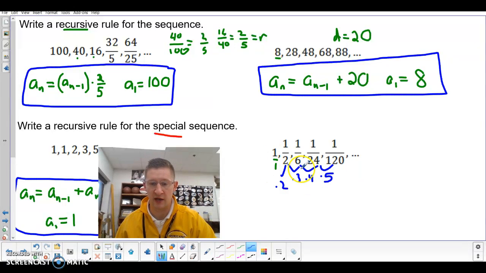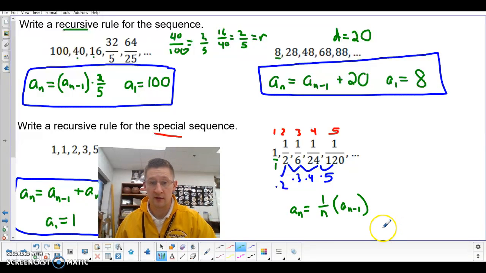So I'm multiplying by, now, think about this. This is the first term, this is the second term, this is the third term, this is the fourth term, this is the fifth term. Hey, look at that. To get the nth term, I'm multiplying by n, the number of the term. Okay. So what I'm going to do here is, as I write this rule, to come up with the nth term, I'm going to take 1 over the number of the term times whatever came right before it, which in this case is going to be a sub n minus 1, meaning the previous term.